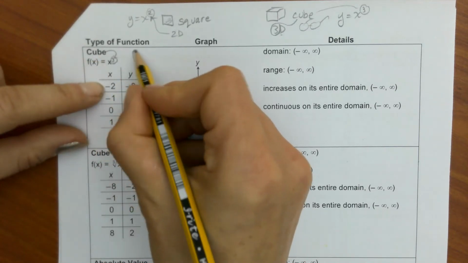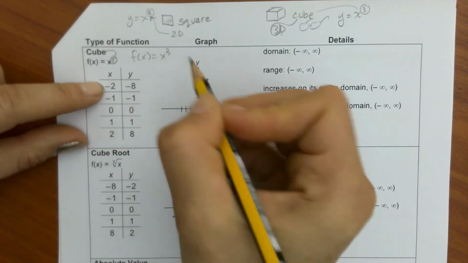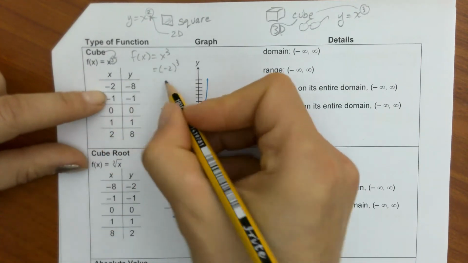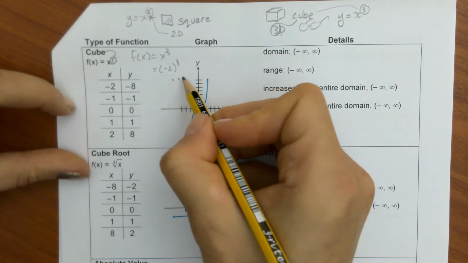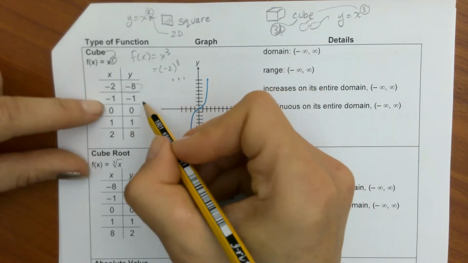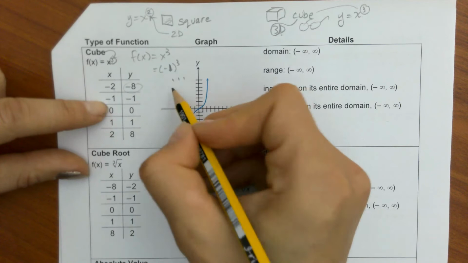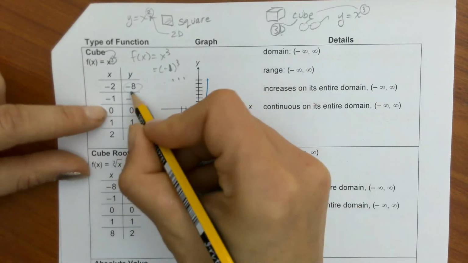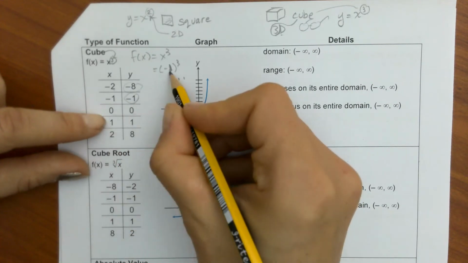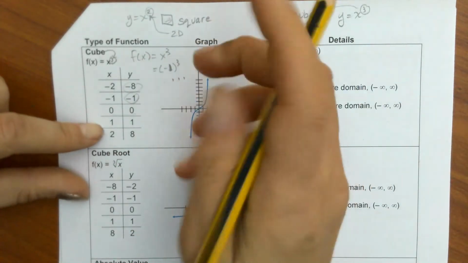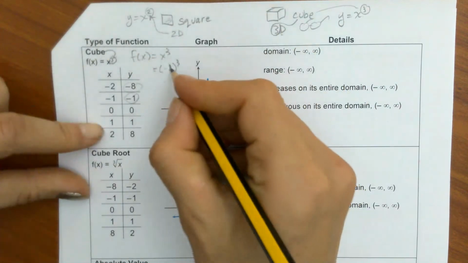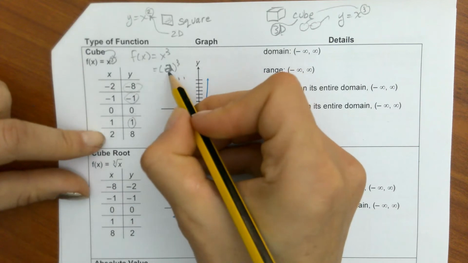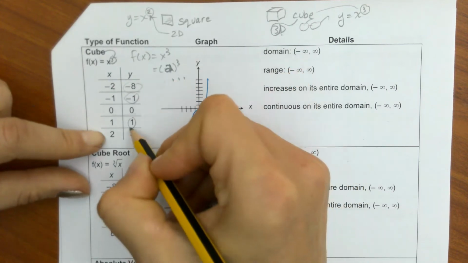So if I have f of x equals x cubed, and I want to put a negative 2 in, well, what's negative 2 times negative 2 times negative 2? Negative 8. If I put a negative 1 in there, negative 1 times negative 1 times negative 1, well, that's just negative 1. 0 times 0 times 0 is 0. But if I put a positive 1 in, 1 times 1 times 1, that's positive 1. And if I put a 2 in, 2 times 2 times 2, well, that's 8.